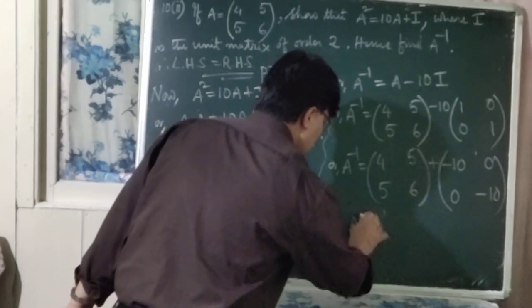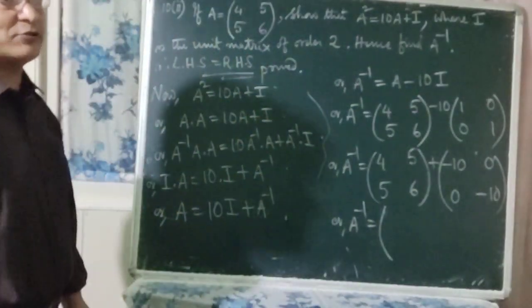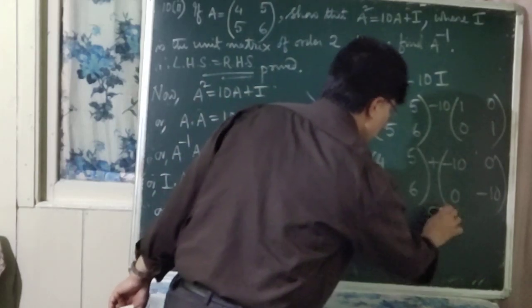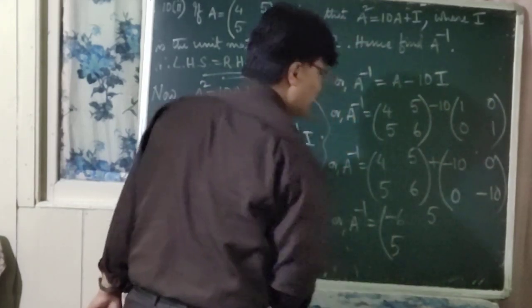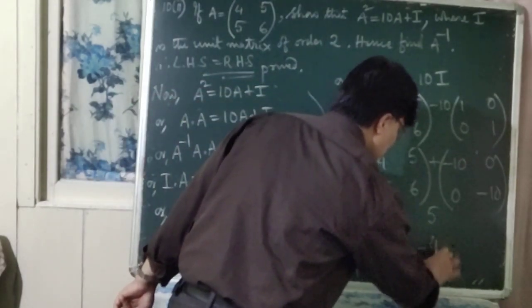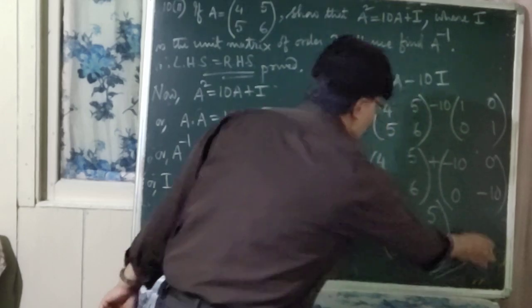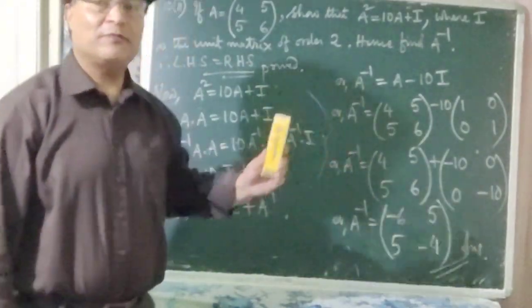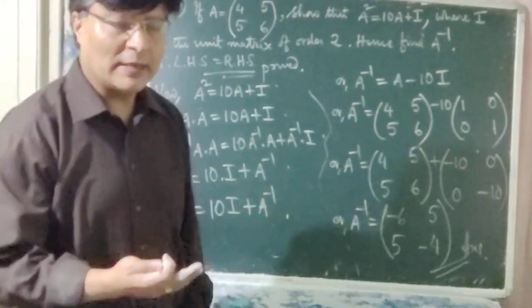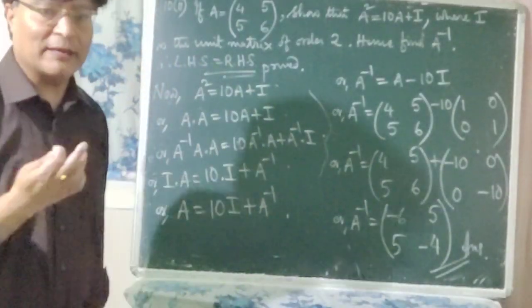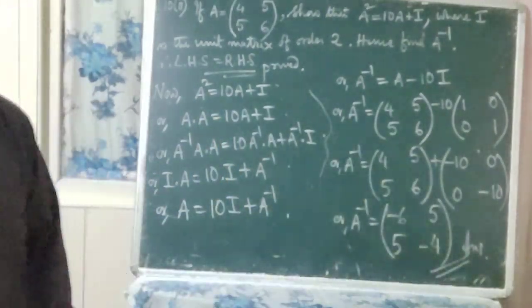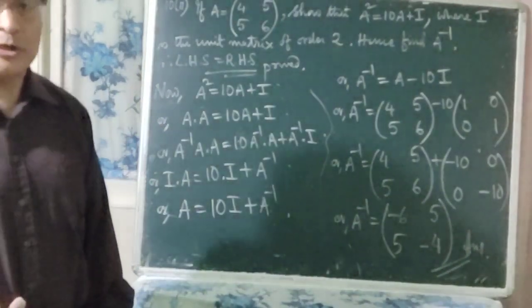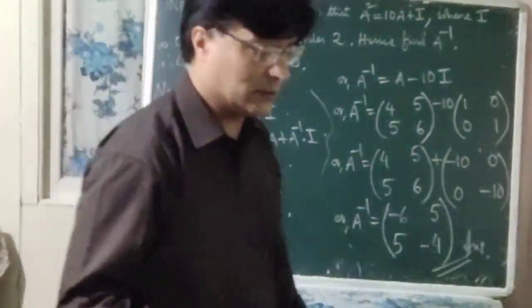So what is A inverse now? What is the final answer for the matrix A inverse? It is 4 minus 10, minus 6, 5 plus 0, that is 5, 5 plus 0, that is also 5, okay, and 6 minus 10 is minus 4. So this is the final answer. So we got the matrix A inverse, which is equal to, in the first row minus 6 and 5, and in the second row 5 and minus 4. So that is the matrix A inverse. Is that clear now? So this is also a very, very important question, both 10.1 and 10.2. Okay, so now we'll do the next question.